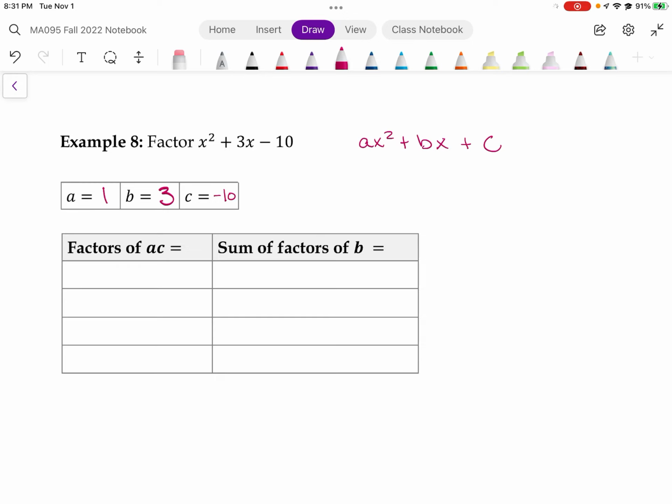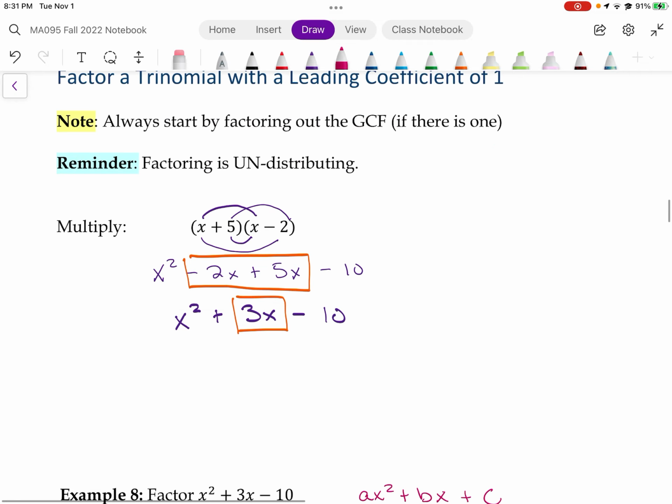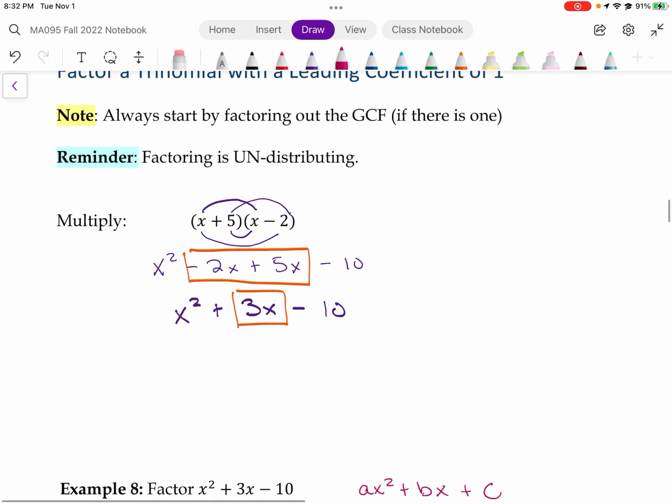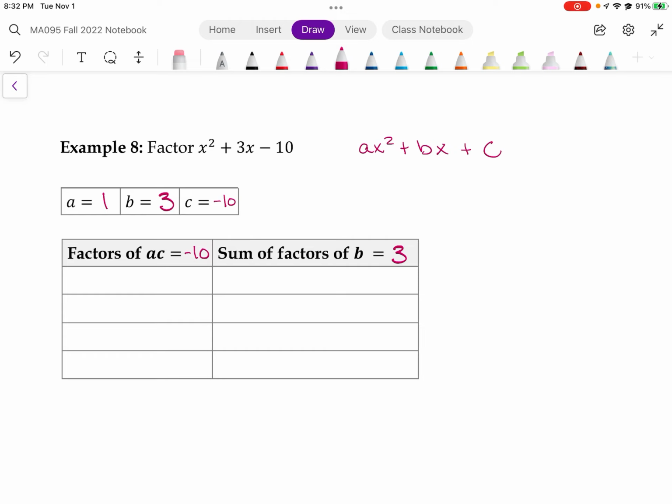All right, so next what you want to do is find your factors of AC, and then we need to find B here, and we're going to use this little table. Sorry, I'm rearranging here so I can write easier. So we're going to have the factors of AC. So what is AC? Well, AC is negative 10, and the sum of the factors is going to be B. So the sum of the factors in orange right there, that's what I'm talking about. Okay, so AC, what are the factors of negative 10?